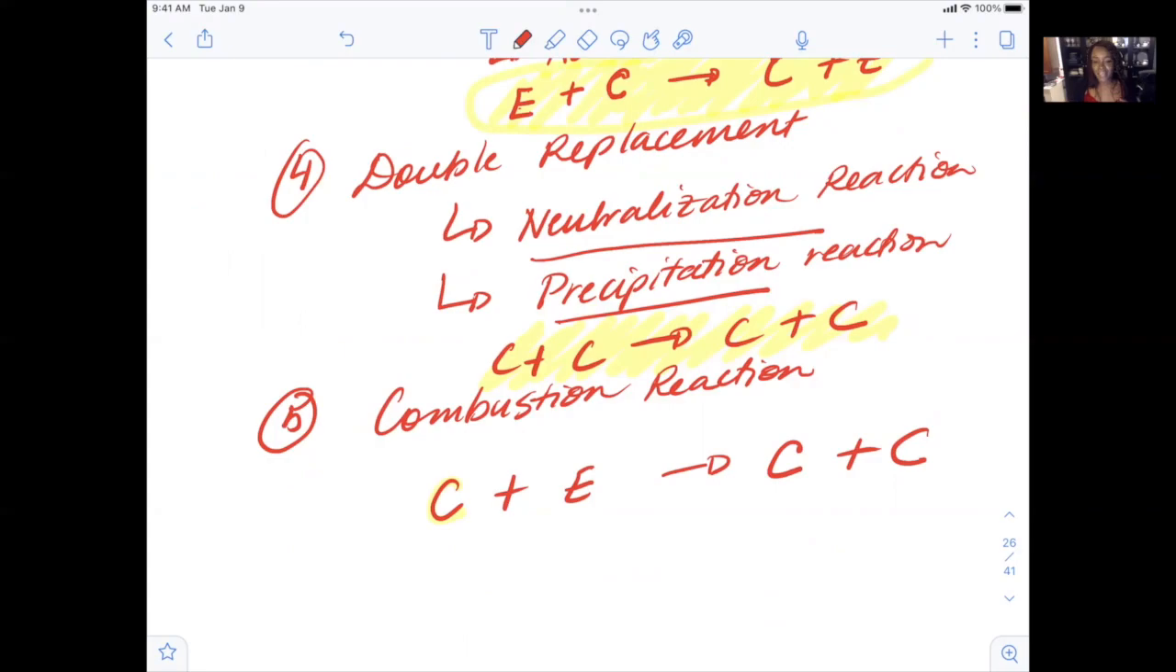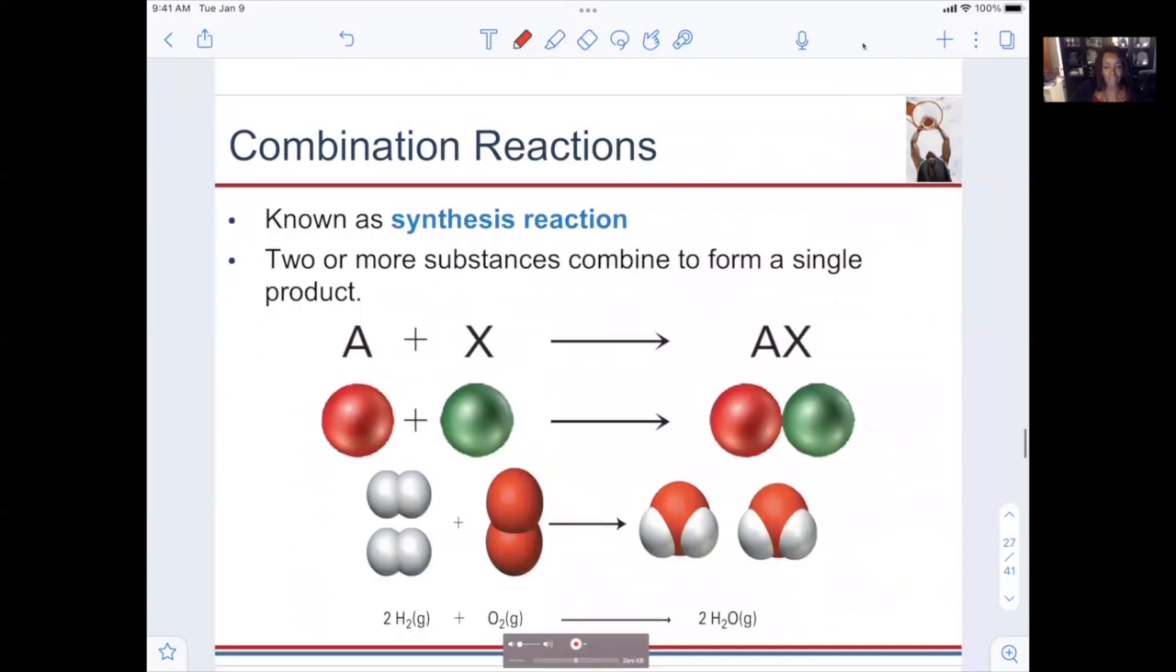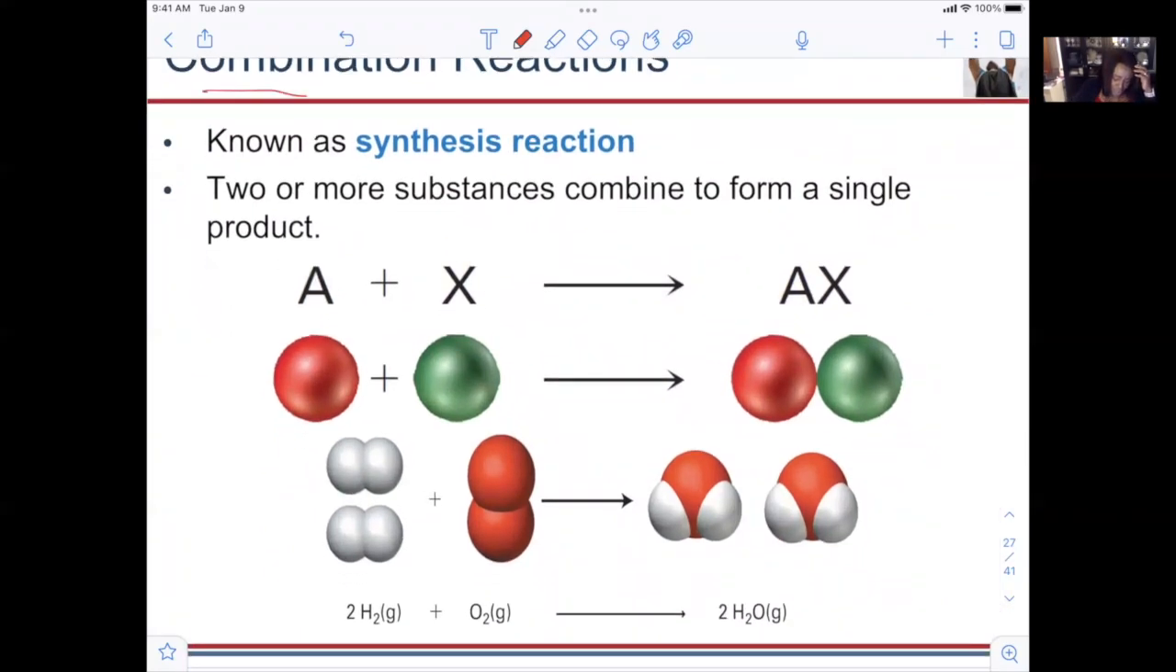Okay. Now, is it that simple? No, it's not. But at least we have a template, right? A beginning part to build from here on. So let's go ahead and see what they say here. Now they had their own thing, right? Combination reaction is also called a synthesis reaction. Synthesis, putting together, building, right? But you have two or more substances combining to form a single product.